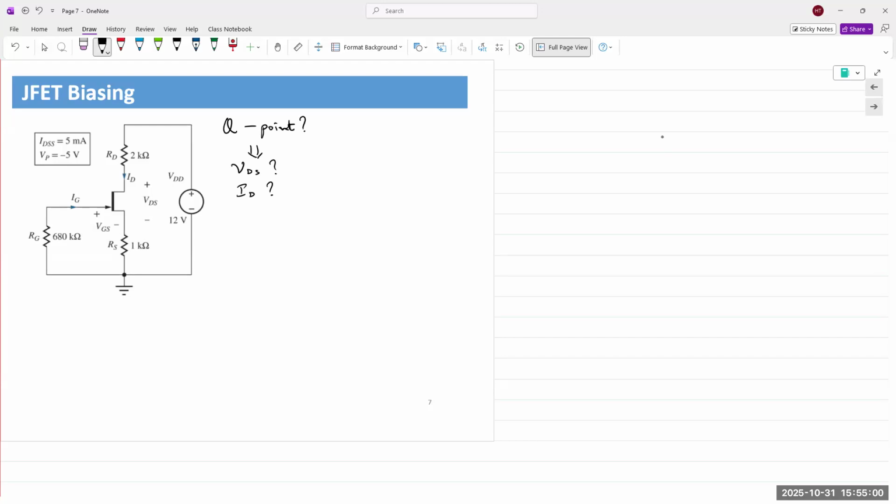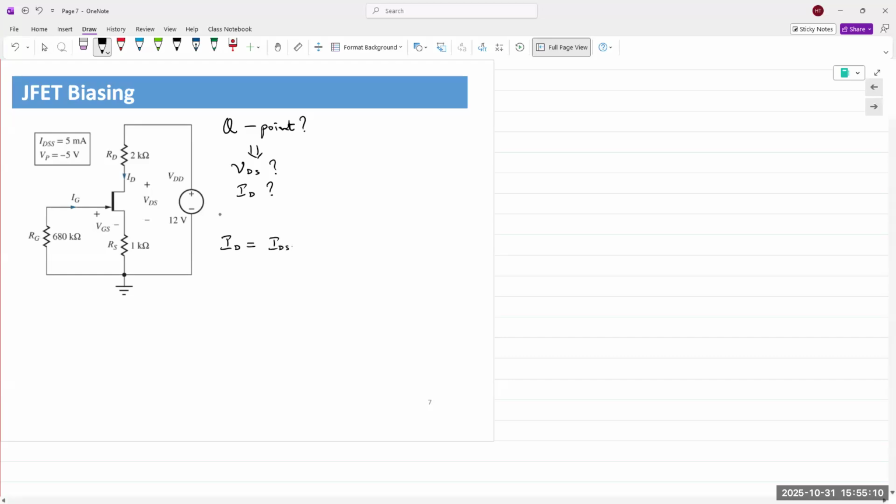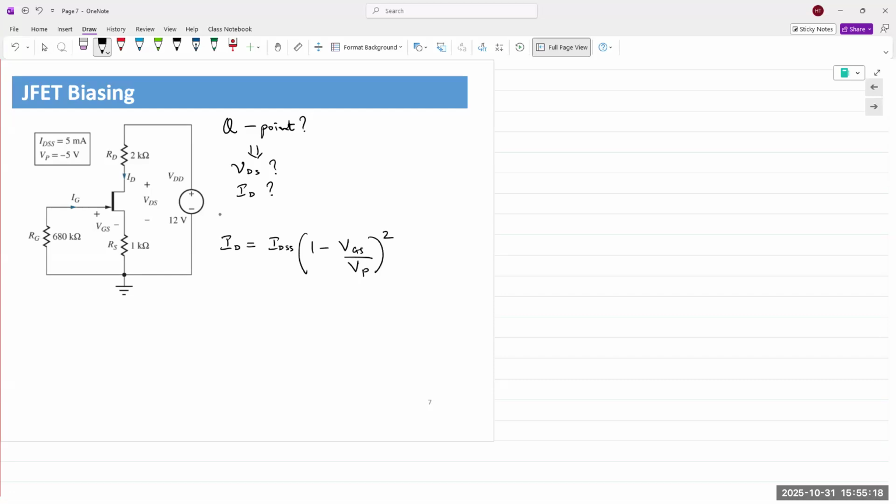Now, when we approach this, we have our standard equation. The drain current is IDSS times 1 minus VGS over VP, the whole squared. IDSS is given to us. VP is also given to us. What is not given to us is the VGS that is being applied. So if we wish to find ID, that's what we need to do.